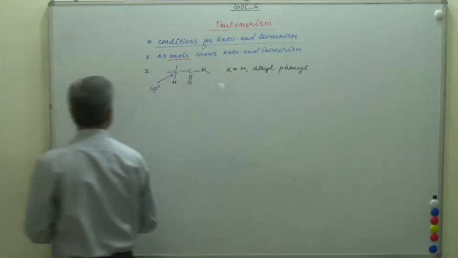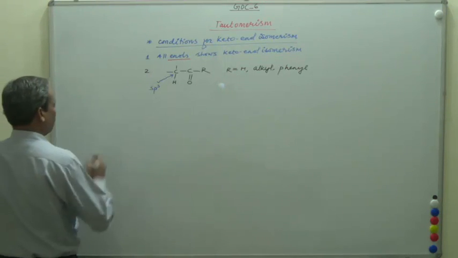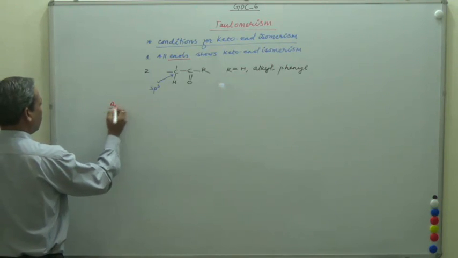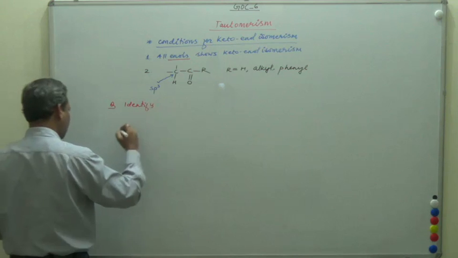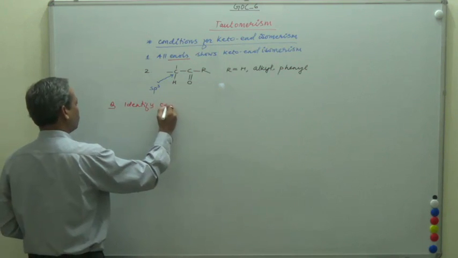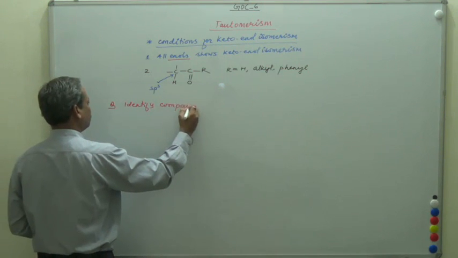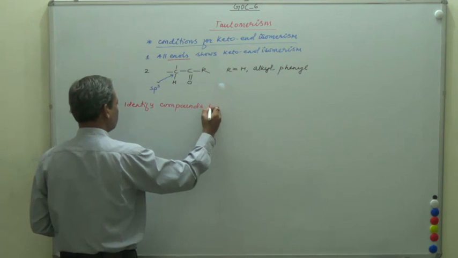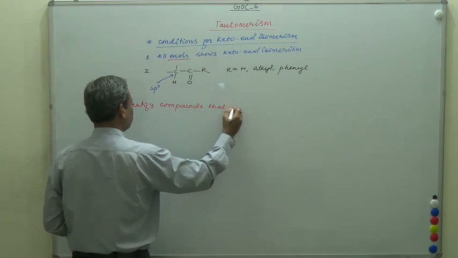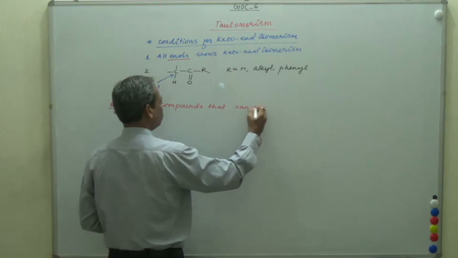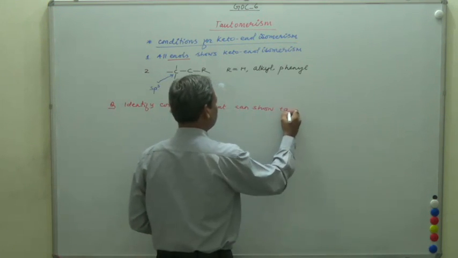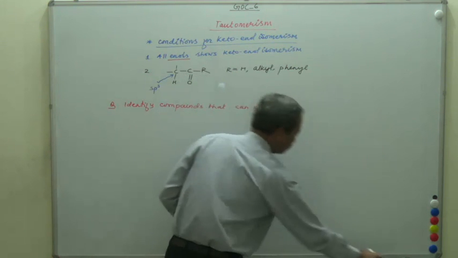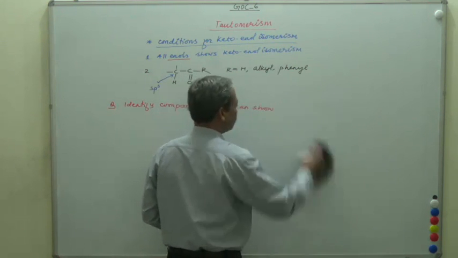For example, identify compounds that can show tautomerism or keto-enol isomerism.